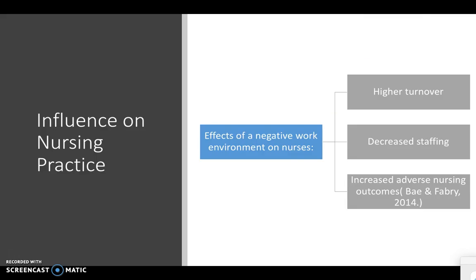Alright, continuing on. This is the effects of a negative work environment as opposed to a positive, and they're higher turnover rates, decreased staffing, and increased adverse nursing outcomes. These can include anything from increased chance of getting a needle stick, an increased risk of being obese as a nurse, and an increased risk for musculoskeletal injury.